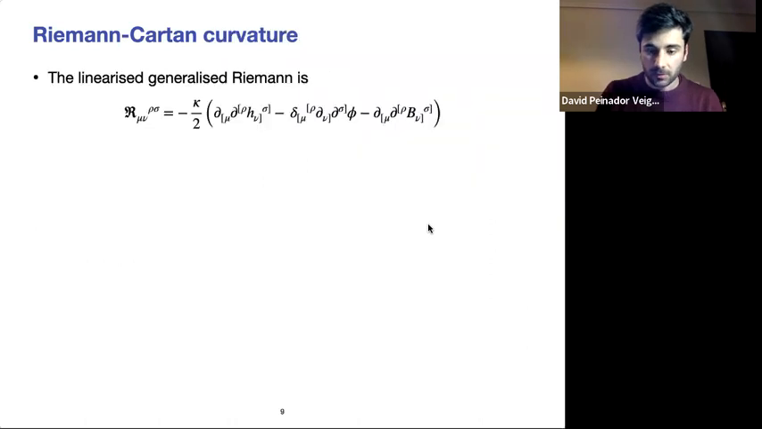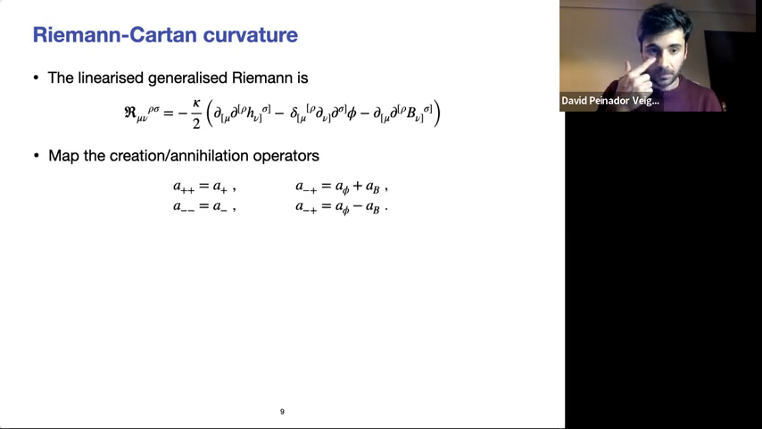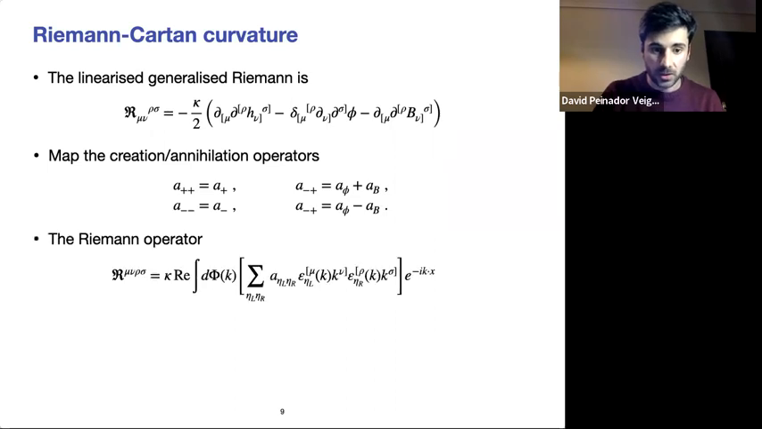But okay, at the end of the day, what we really care about for our purposes is the linearized Riemann tensor, which takes that simple form. Let me now bring back the helicity state map that I mentioned before, by mapping the annihilation operators of plus to the graviton ones and the mixed ones to dilaton and B field. And if you plug this back into the Riemann operator, you find this expression.